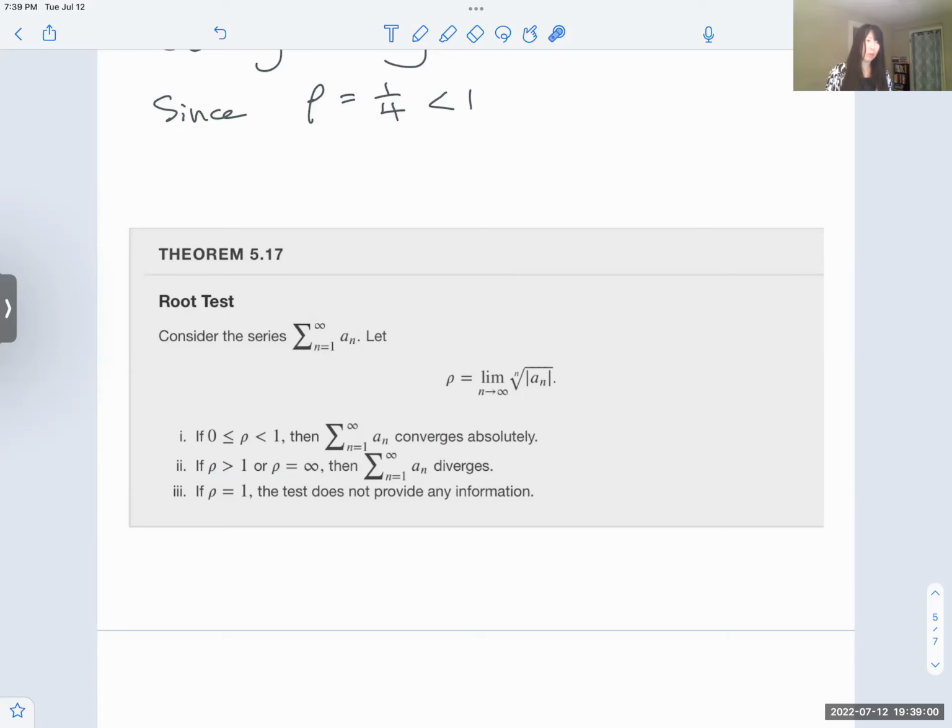All right, okay, let us do this one. So the root test, when do we use it? Looks like here. Every time there is an n power, we have two questions there.